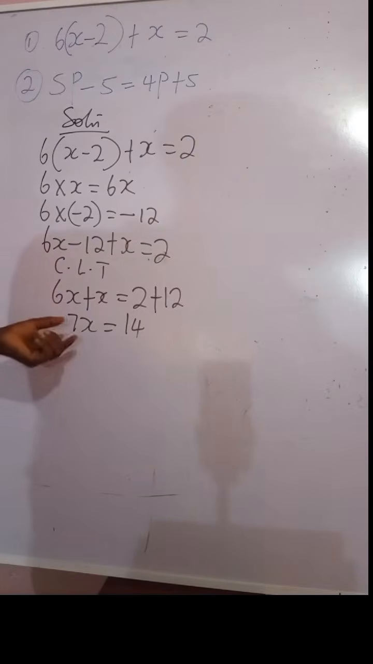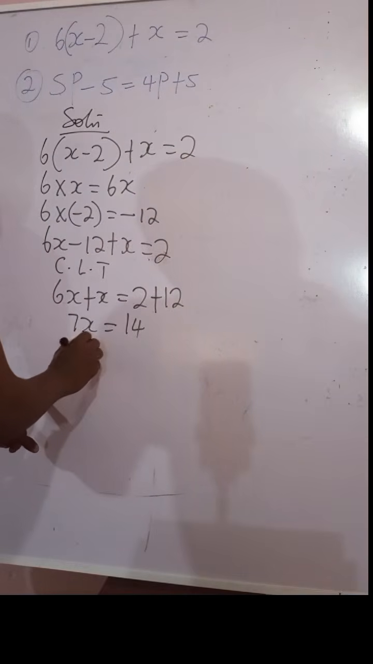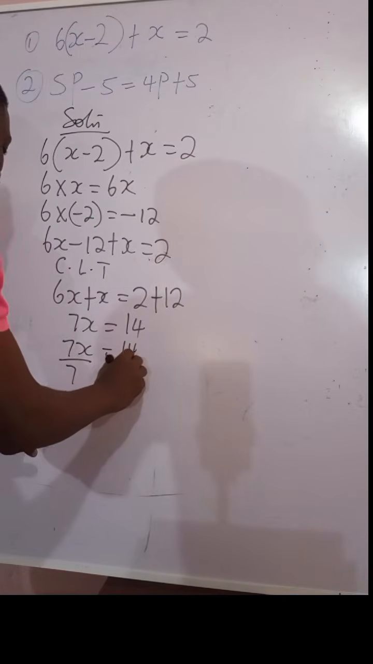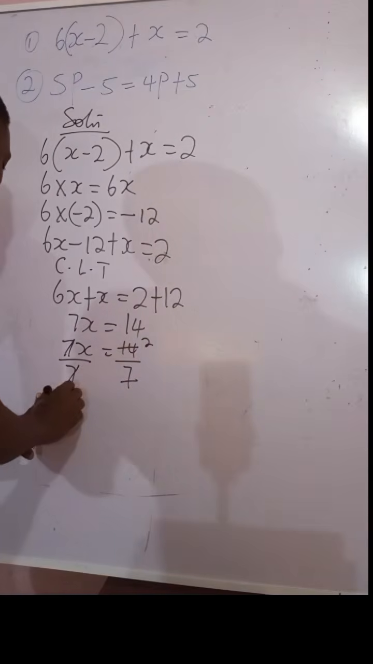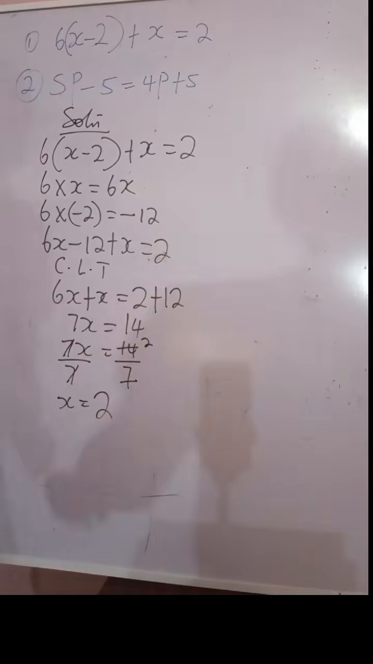So at this point, what are we supposed to do to get the answer? We divide both sides by the coefficient of x, which is 7. So this is 7x equals 14. Divide both sides by the coefficient of x, which is 7. 7 goes into itself, 7 goes into 14, 2. So x is equal to 2.